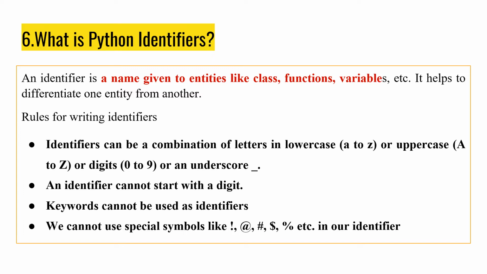And can we give a name of our own? No, we have some rules to be followed. So an identifier can be a combination of any letters. It can be alphanumeric, with one exception: you can use underscore.